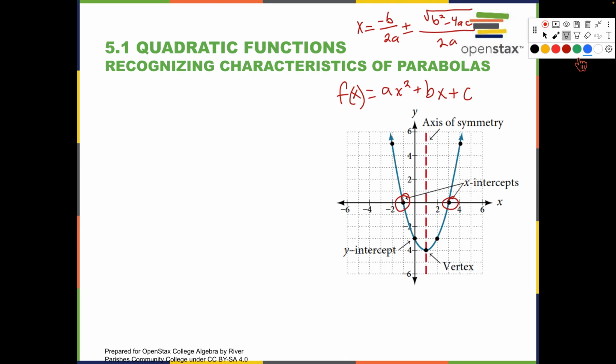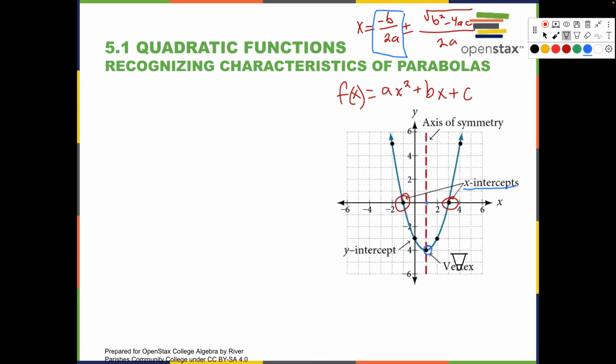But I also wanted you to see that this part we're going to talk about today is the x-coordinate of the vertex. So that's how we're going to find the vertex, is just minus b over 2a. And then you add and subtract two numbers, and that's how you get these x-intercepts. It's basically the x-coordinate of the vertex added and subtracted, and we get the x-intercepts. Okay.